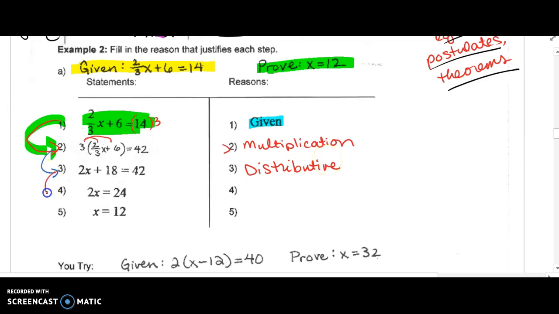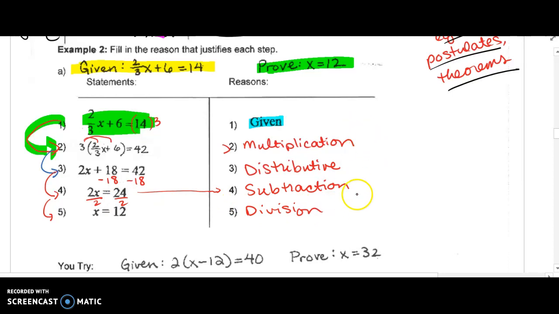Then from line 3 to line 4, it looks like they got rid of this 18. They subtracted 18 from both sides of the equation, so we're going to call that the subtraction property. And then lastly, they got rid of that 2, so they divided by 2. That would be the division property because they divided by 2 on both sides of the equation.